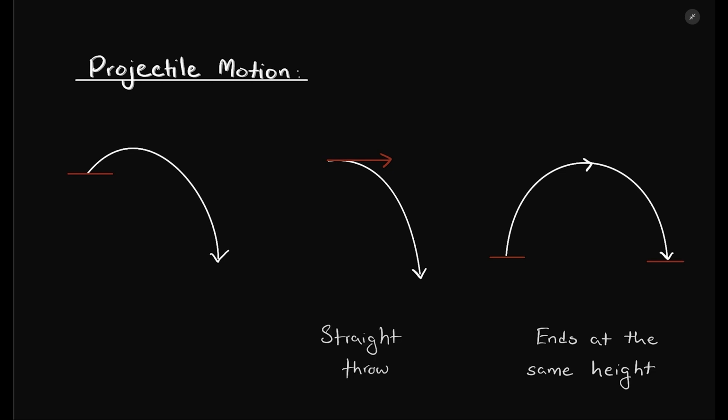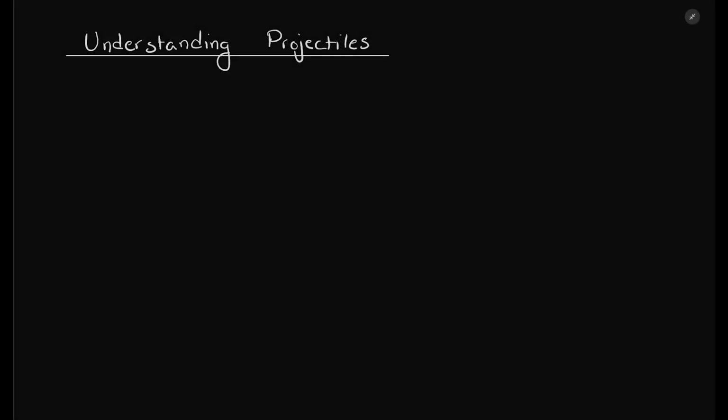On the middle one, the projectile is thrown straight. And on the left, we have the tougher ones that start from a different height and end at a different height. These 3 different types are the fundamentals of projectile motion questions. So let's understand what projectile motion is.